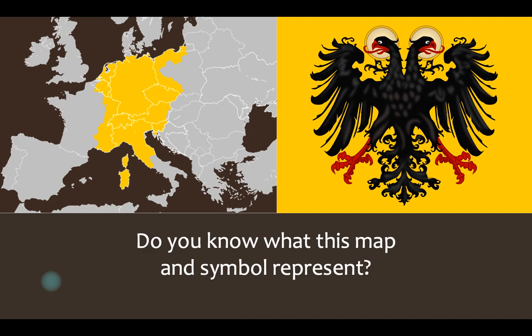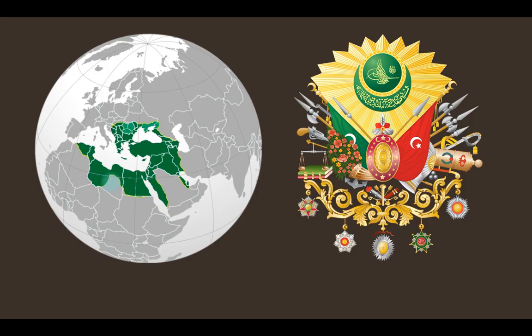Do you know what this map and symbol represent? I don't mean the whole map, I mean the yellow part of the map here. And what about these? Again, not the whole map, just the green part.